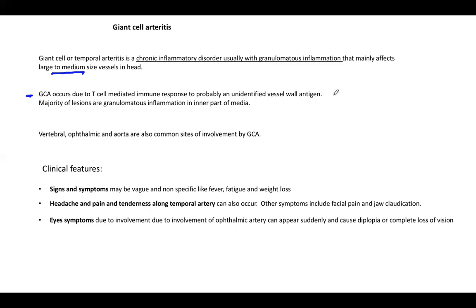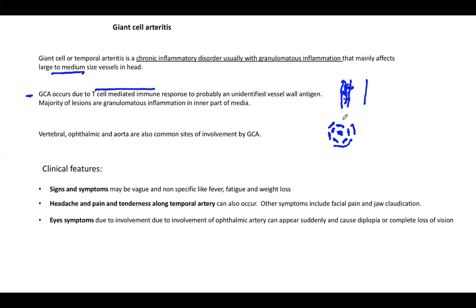So what is the pathogenesis? It's presumed that the vessel wall has an antigen and there is a T cell mediated immune response to that antigen, an unknown, unidentified antigen. The T cell response happens and then the T cell response causes formation of granuloma. Now, a granuloma is formed when there is an antigen which the immune system cannot get rid of, like tuberculosis or any foreign body. The immune system will try.